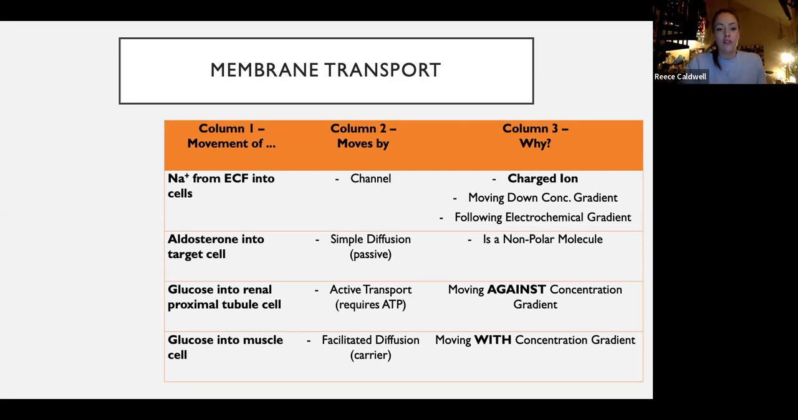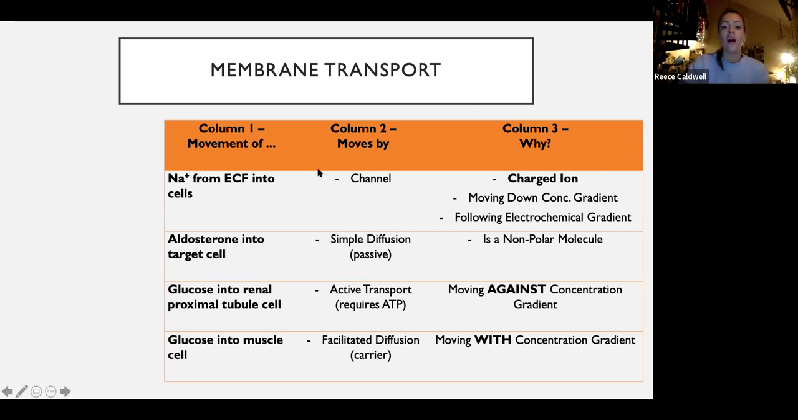So starting off with the first one, we have sodium moving from the extracellular fluid into cells. So again, we know that sodium is always in higher concentrations outside of the cell. So sodium moving from the extracellular fluid, the outside of the cell, into the cell is a form of passive transport because we're moving it from high to low. However, we don't use simple diffusion because sodium is charged. You can see that plus sign right there. So it's charged. Therefore, we're going to need to use facilitated diffusion to do so.